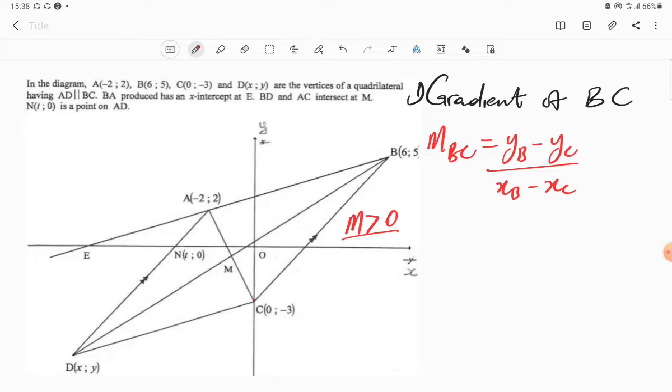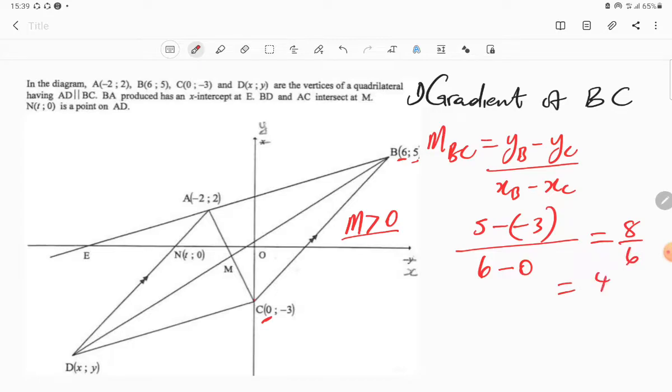So let's then substitute. What is the y coordinate of B? We have 5 minus the y coordinate of C, which is minus 3, so you put this minus there, then divided by the x coordinate of B, which is 6, minus 0 for the formula. So the gradient of BC is going to be the simplified expression of this, which is 8 divided by 6, which is equal to 4 over 3.